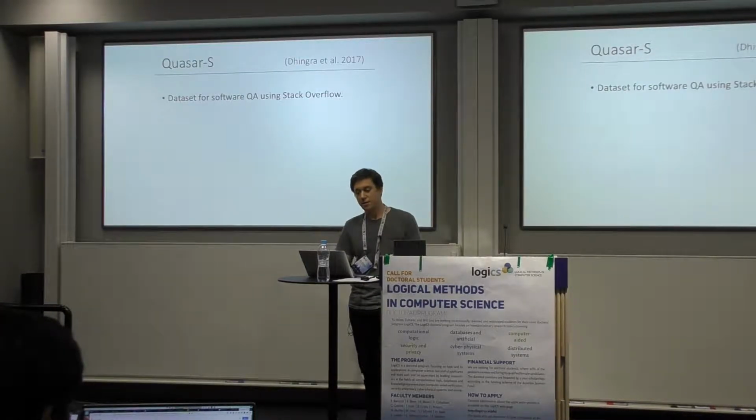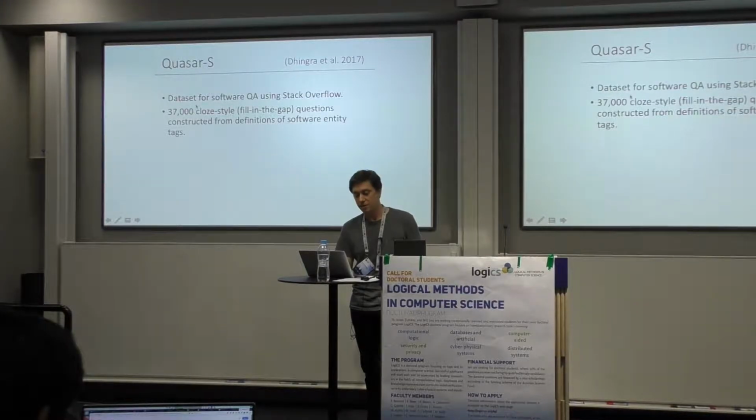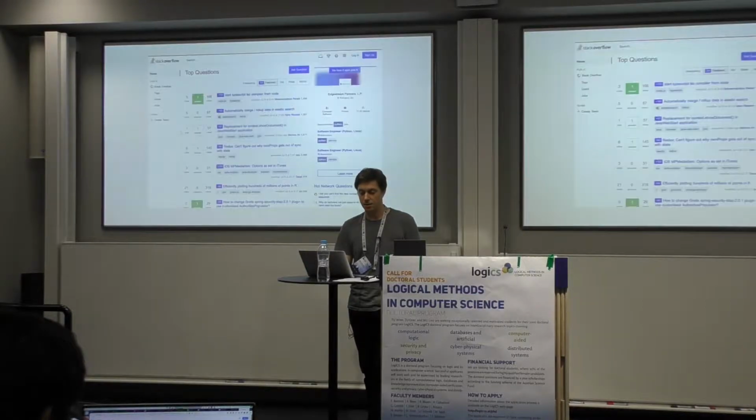So this data set, Quasar-S, is already released, and it's trying to get at this QA for software question using Stack Overflow. It consists of 37,000 Cloze-style questions, so this is where you're filling in a blank. And they're constructed from the definitions of software entity tags. So let me show you what I mean.